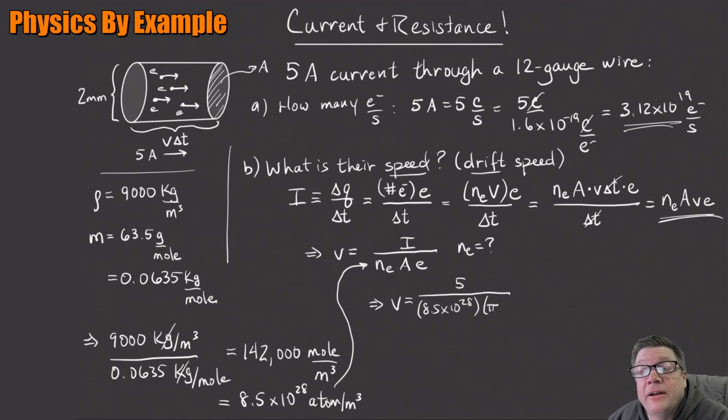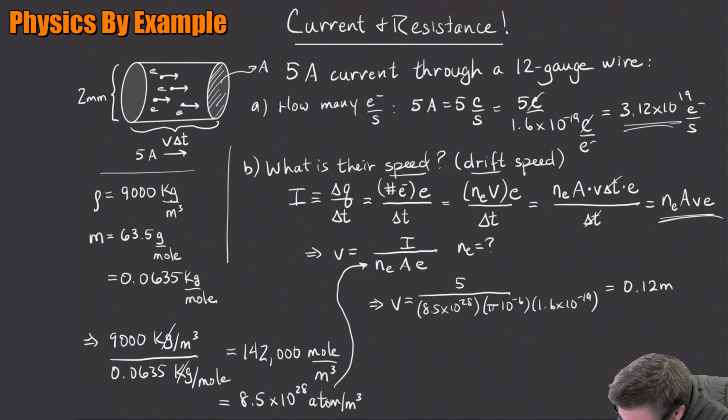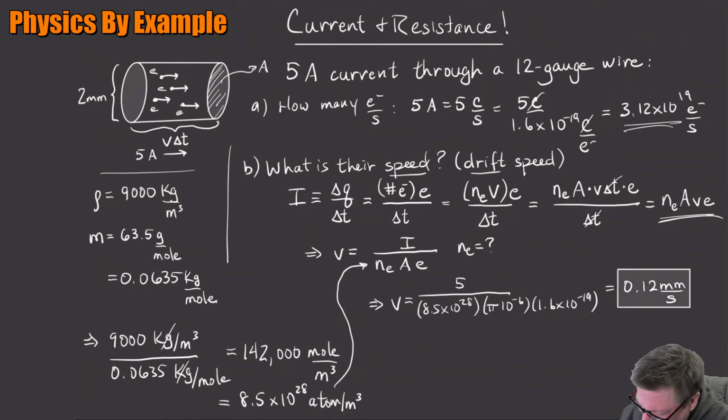What is r? 1 millimeter, right? 10 to the minus 3. So square it, and I get 10 to the minus 6. And then 1.6 times 10 to the minus 19th. If you plug all those numbers in, you get a really interesting number, which is 0.12 millimeters per second. 1.2 times 10 to the minus 4th meters per second.